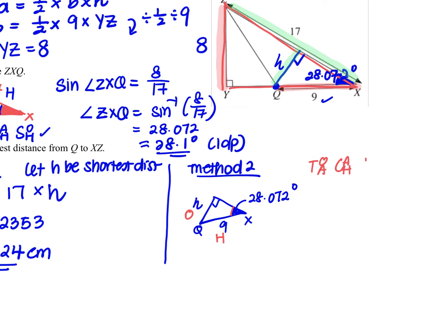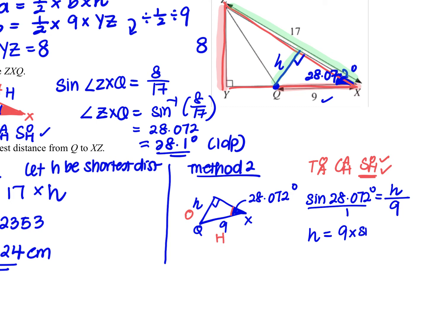So we'll use the sine ratio because we have O and H. So sine of the angle equals opposite, which is my H, the shortest distance that I want to find, over my hypotenuse, which is 9. I'm looking for a side, only a length, so I just need to cross multiply. No need to inverse, okay? So I cross multiply. So H will be equal to 9 times sine 28.072.